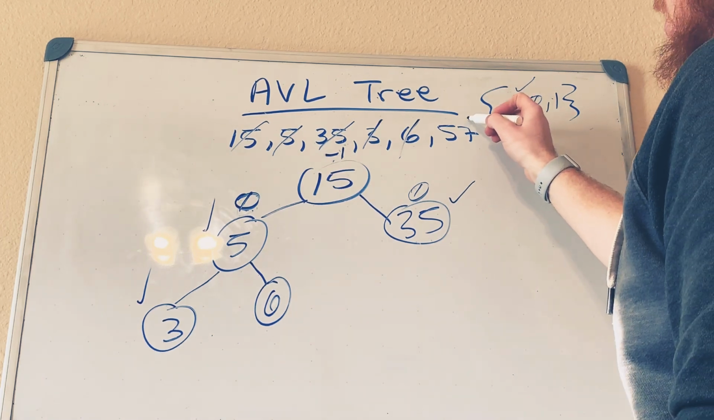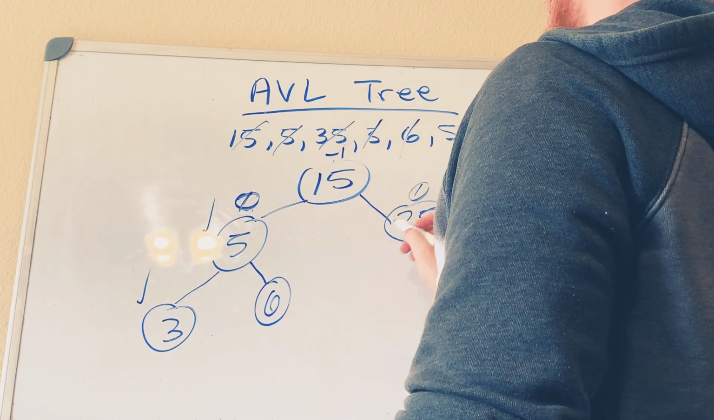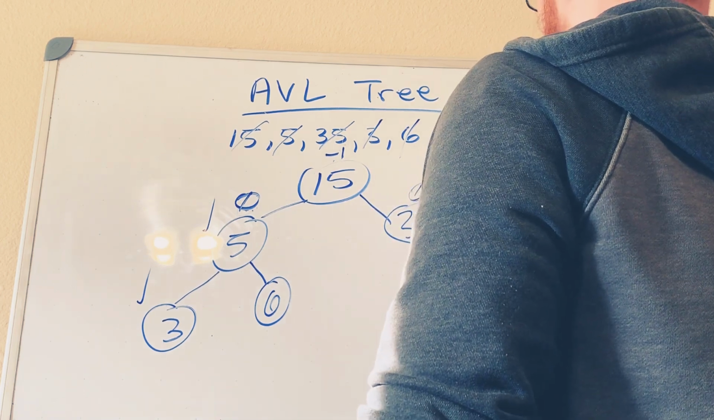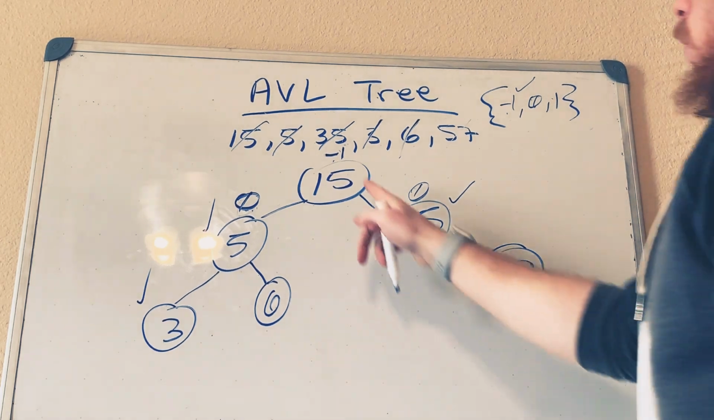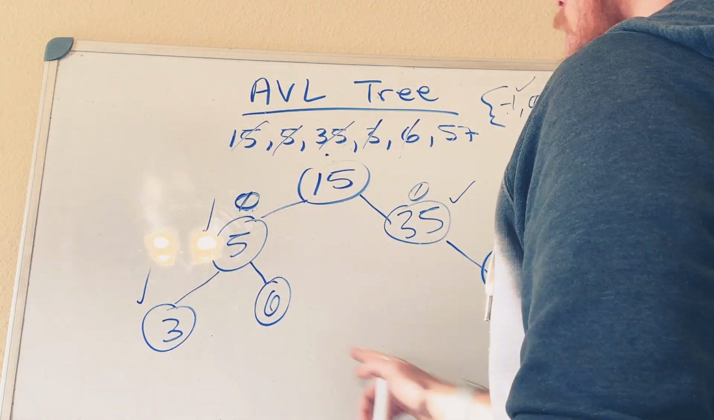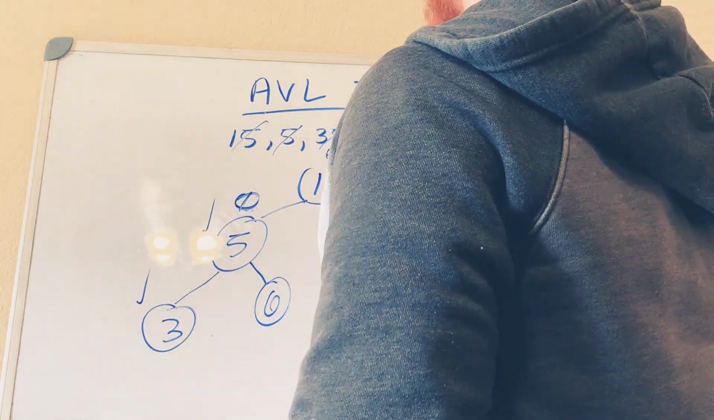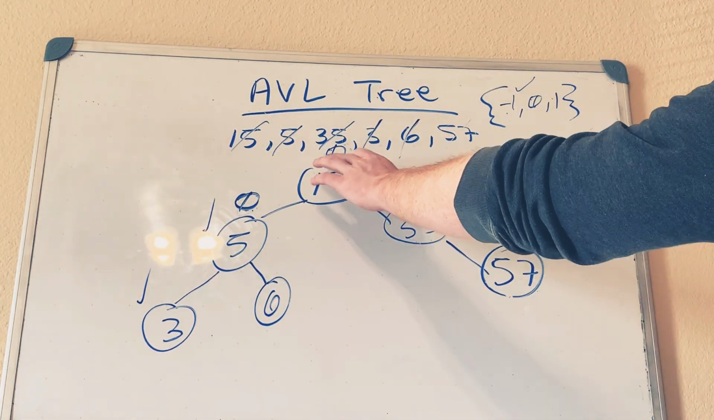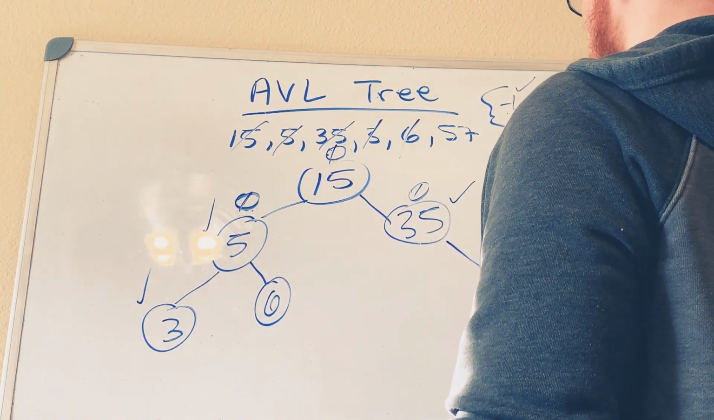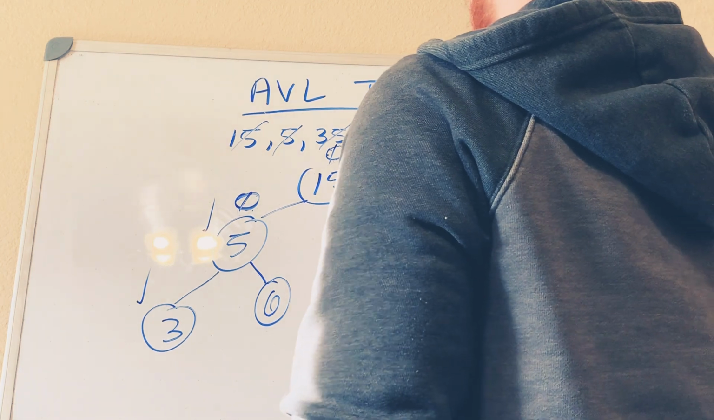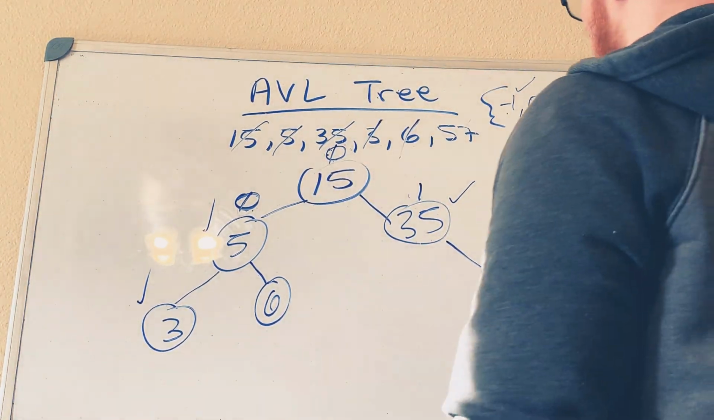Let's insert 57. So easy one. 15. It's greater than 35. 57. Okay. What's the balance? 2 nodes to the right, the longest path. 2 nodes to the left, the longest path. The balance is 0. 1 node to the right, 0 to the left. 1 is the balance. And then obviously 0 for this guy.